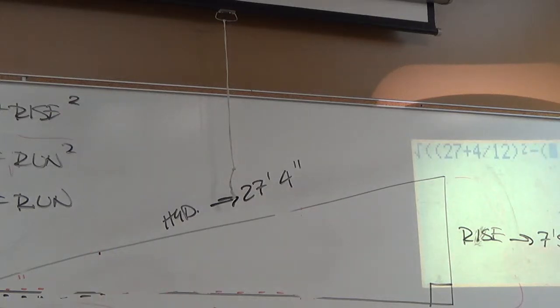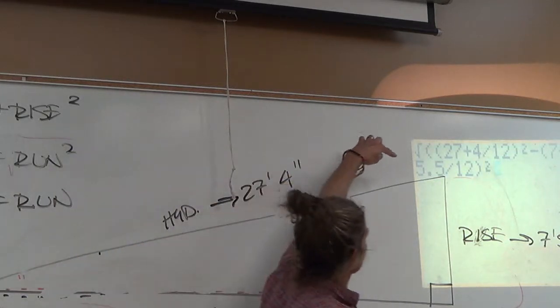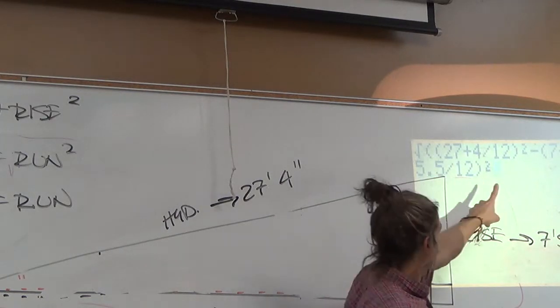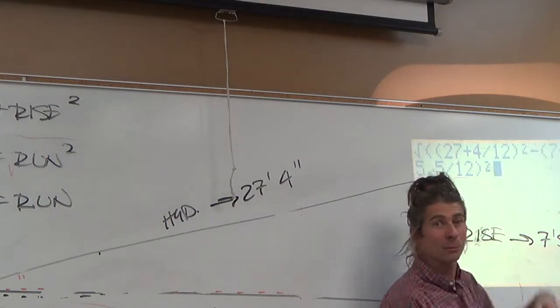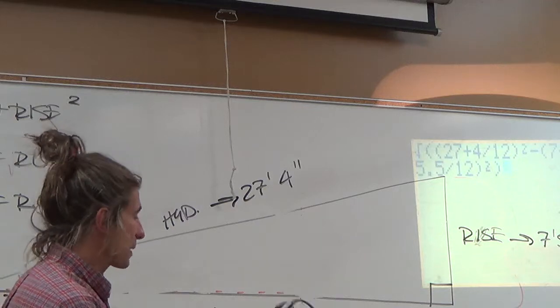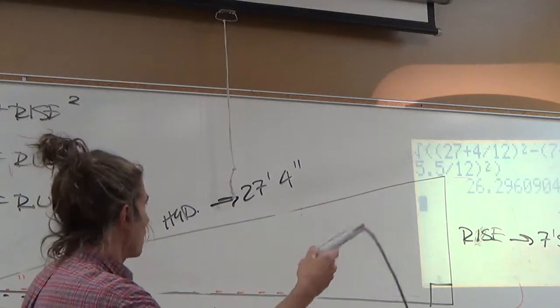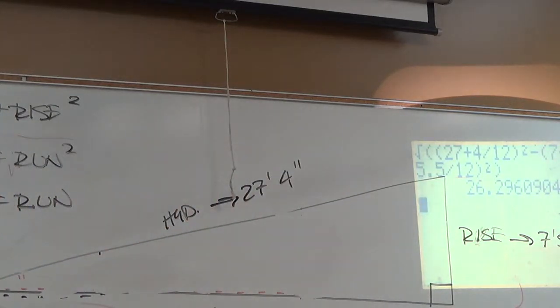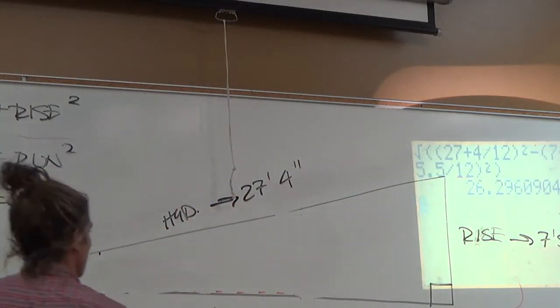I'm going to do the same thing with the rise, which is 7 feet plus 5.5 over 12 feet. Square that. So that's the hypotenuse squared right here, and the rise squared is right here, and I subtract them. That's the whole pesky problem right now, that subtraction. That's why we can't break the radical down. I'm going to close the parentheses off because I'm a good math dude. Boom! That is how much it runs. Roughly 26.3 feet.